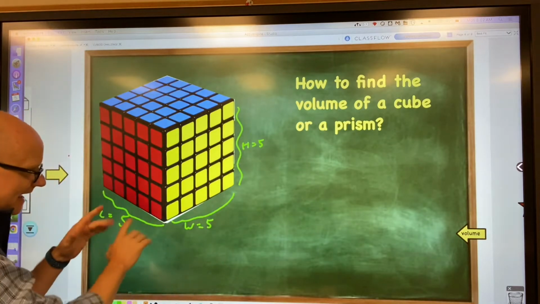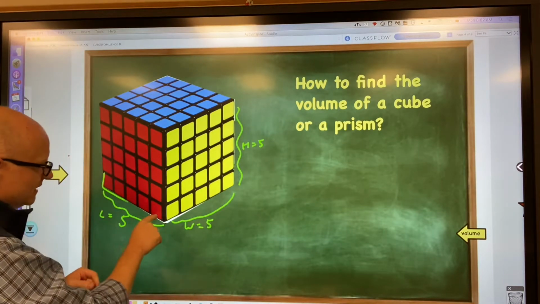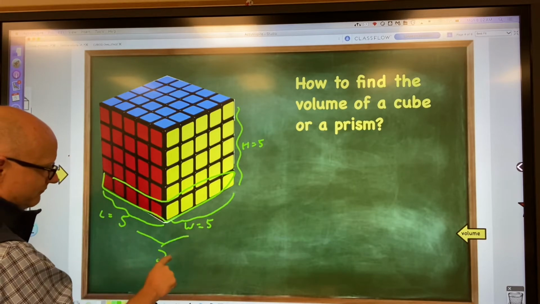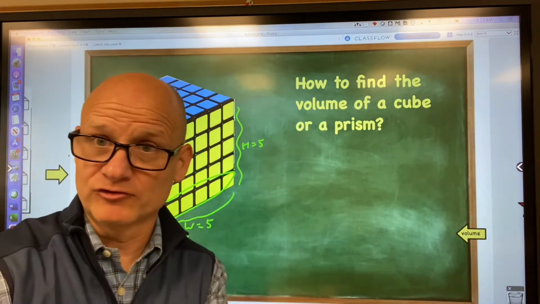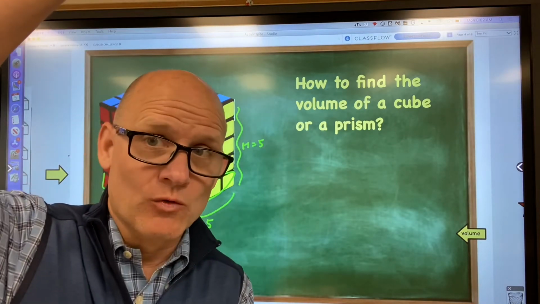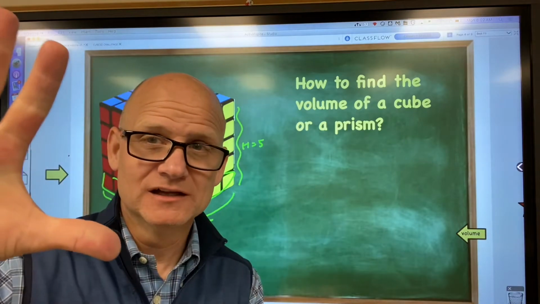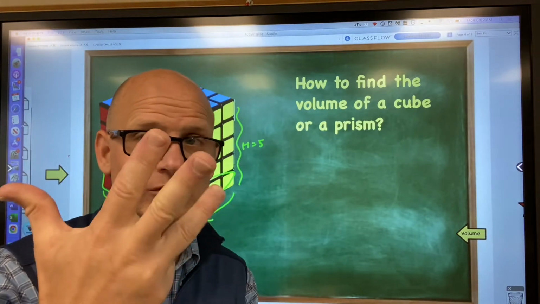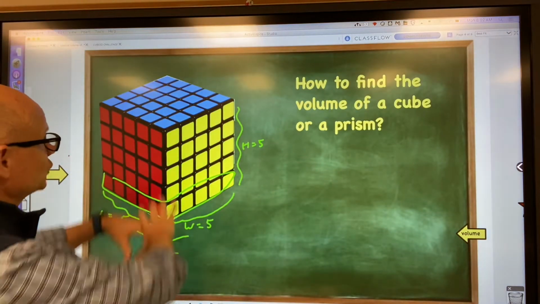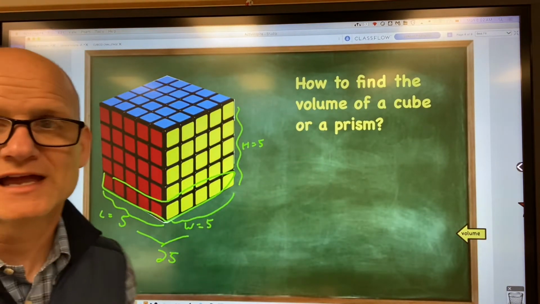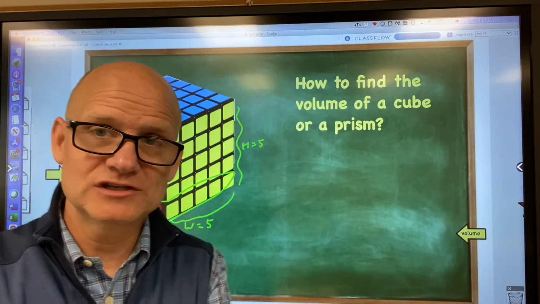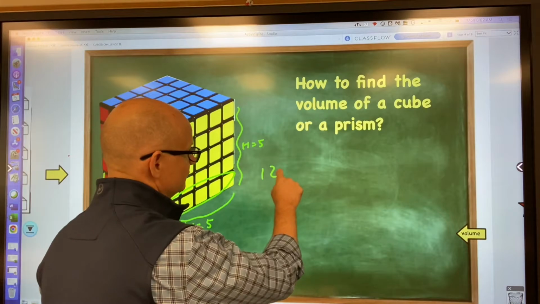That means the area of its base, this area right here, the first row, well, that would be 25. So there's 25 cubes in that first row. And how many rows go up? What's its height? 5. So you can do 25 plus 25 plus 25 plus 25. Or you could just do 25 times 5, right? And you know the total number of cubes that make up the volume of this shape would be 125.